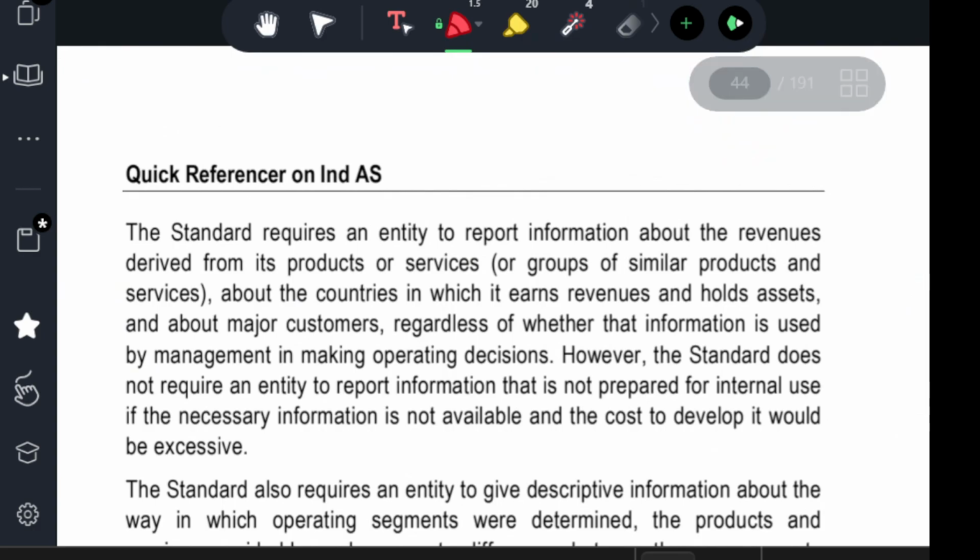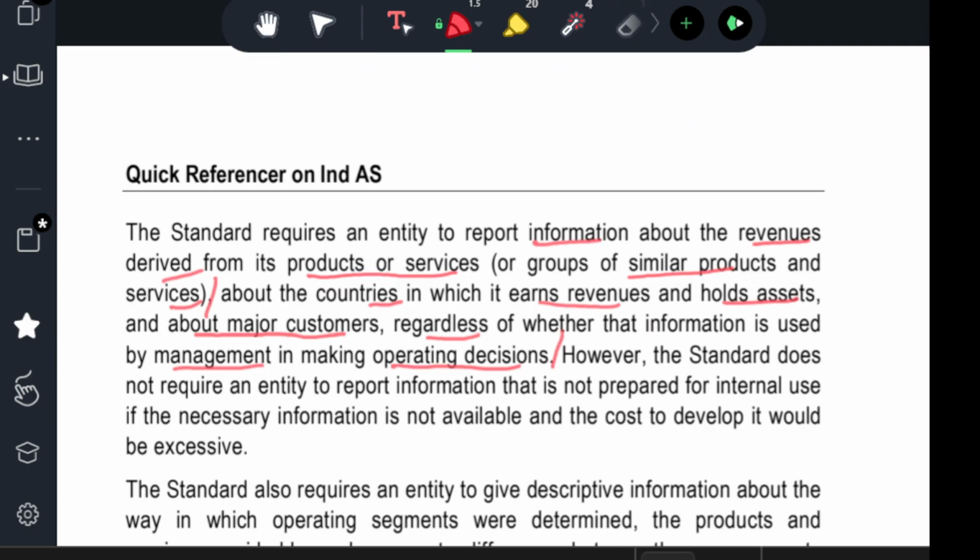The standard requires the entity to report information about the revenue derived from its products and services, or groups of similar products and services, about the countries in which it earns revenues and holds assets, and about major customers, regardless of whether the information is used by management in making operating decisions. So this standard requires: what is the revenue derived, what are the products, what are the services we do, from which service you got revenue. They should say not only that, but from which country you earn this revenue. That also you need to discuss.